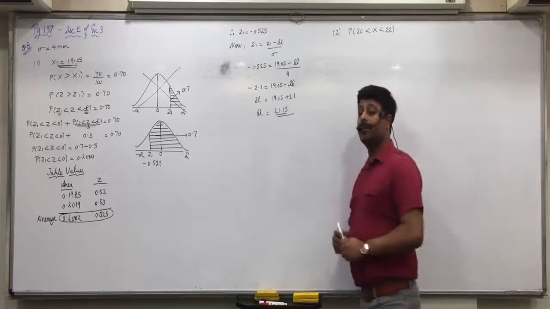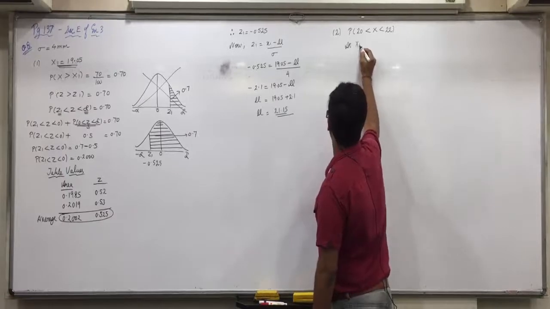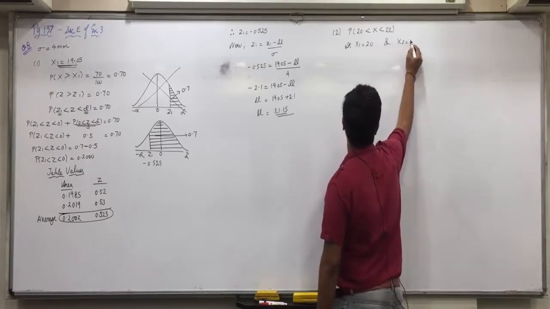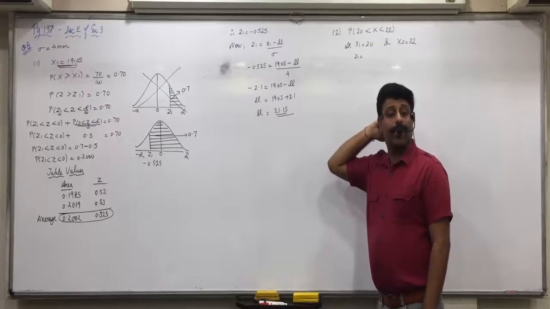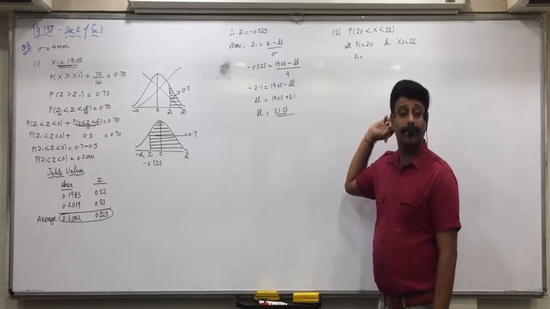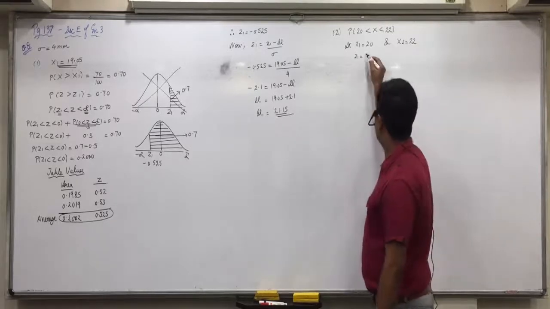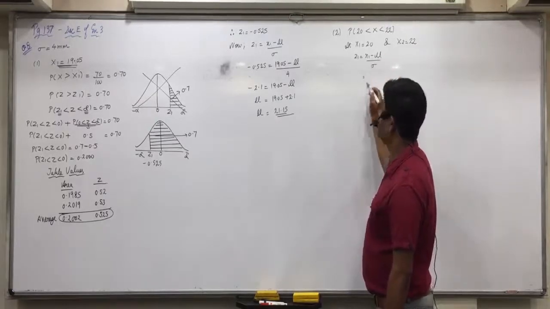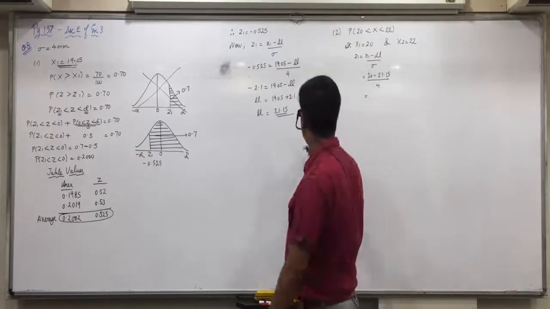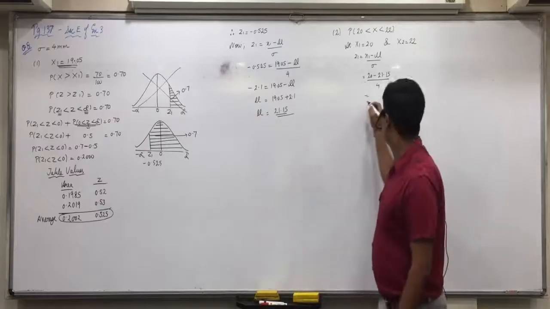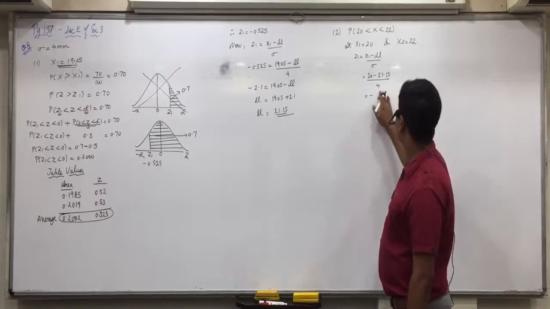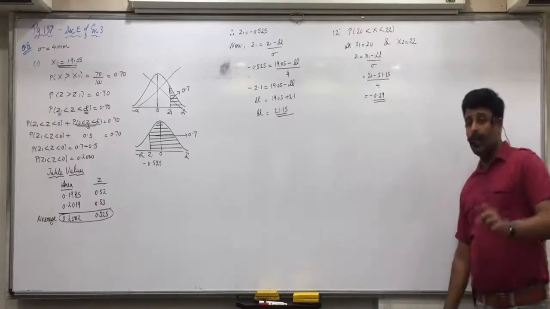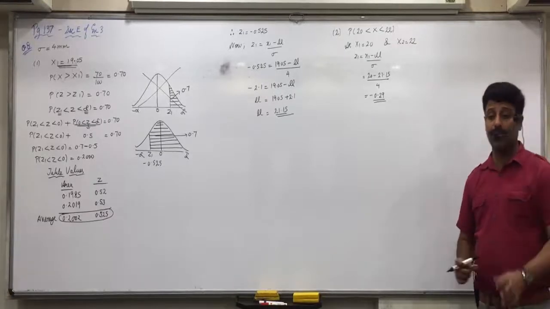At X1 equals 20 and X2 equals 22. Z1 equals X1 minus mu upon sigma. Further, X1 is 20 minus mu we obtained 21.15 upon sigma is 4. Minus 1.15 upon 4, that is minus 0.2875, so minus 0.29. Only 2 decimals will be available in the table.